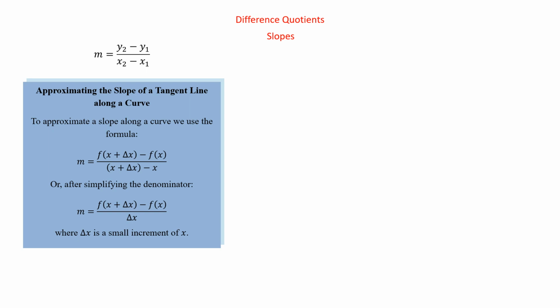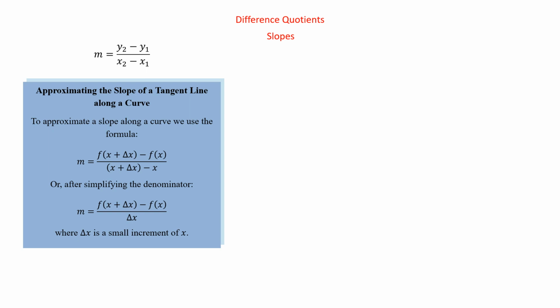But for the slope formula, we use this one. It's m equals f of x plus delta x, that's a change in x, minus f of x, over x plus delta x minus x. This is y minus y over x minus x. It would be the same as finding the slope from 2 to 3, except instead of 3, we wrote 2 plus 1. It's f of 2 plus 1 minus f of 2 over 2 plus 1 minus 2.